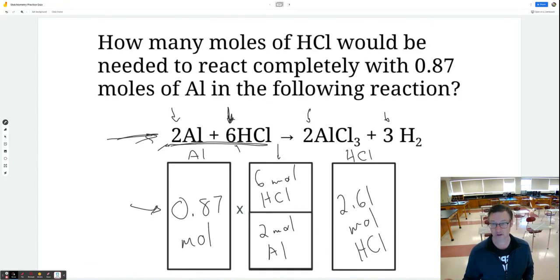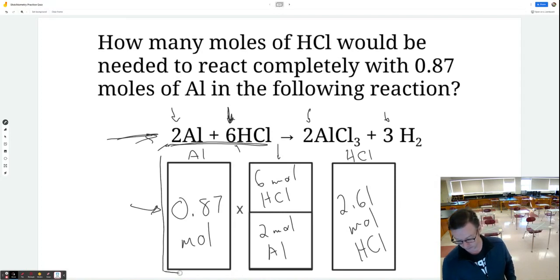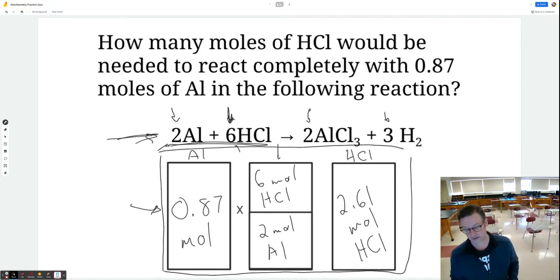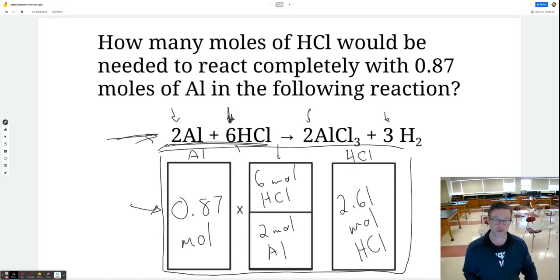Okay, so we took the starting amount we were given, multiplied it by the mole ratio. That gives us the answer. That's all we need to do. But again, I want to point out that this step is going to be part of every question we answer from here on out. That core conversion of moles of the given to moles of the unknown is required, and the mole ratio is required for every single stoichiometry problem we're going to do. So let's move on.